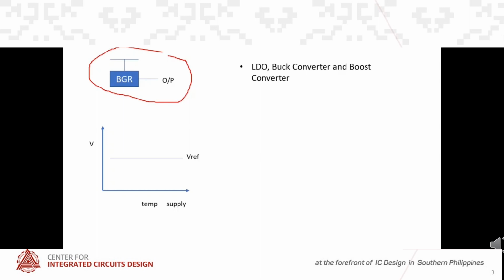As I mentioned earlier, bandgap voltage reference is used in analog IC circuits, for example the LDO, the buck converter, and the boost converter. Also, it is used for mixed signal circuits like ADC and DAC and other circuits as well that use fixed voltage for computation or comparison.